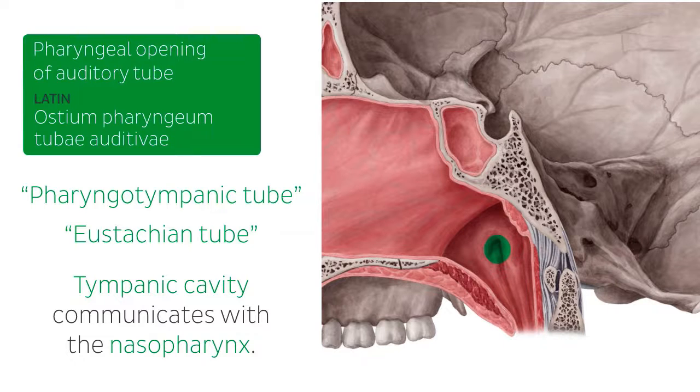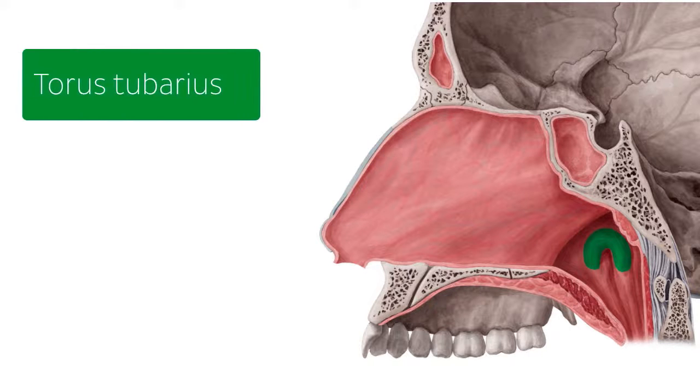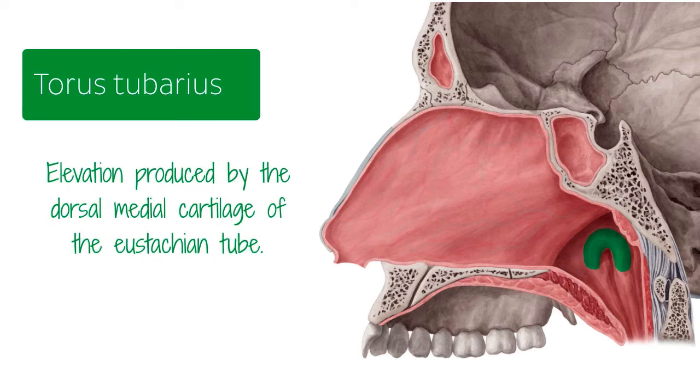At the pharyngeal end of the eustachian tube is a structure called the torus tubarius or tubular tonsil. It is an elevation produced by the dorsal medial cartilage of the eustachian tube. It lies directly under the mucous membrane and can be visualized from the nasopharynx.